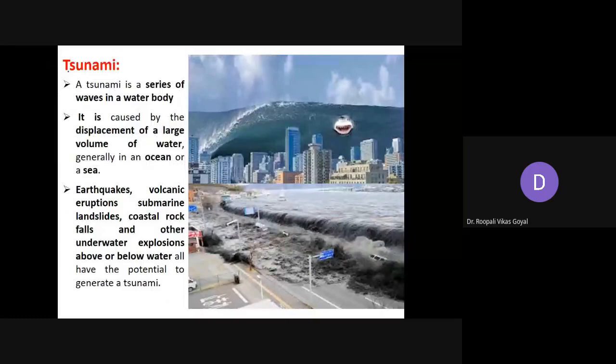Basically, a tsunami is a series of waves in a water body. The 2004 Indian Ocean tsunami was very devastating. Generally it is caused by the displacement of a large volume of water, and it generally occurs in ocean or sea. The reasons behind a tsunami may be earthquake, volcanic eruption, submarine landslide, some coastal or rockfall, or some underwater explosions above or below water. So these are all the potential causes behind a tsunami.